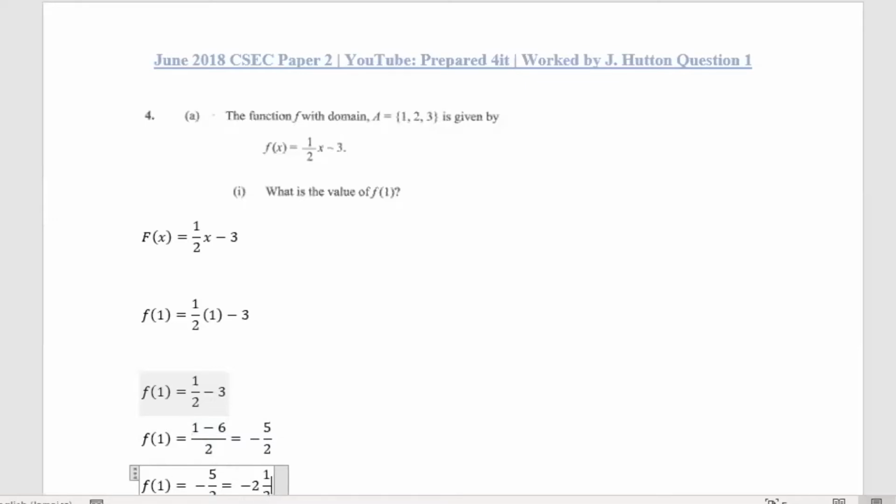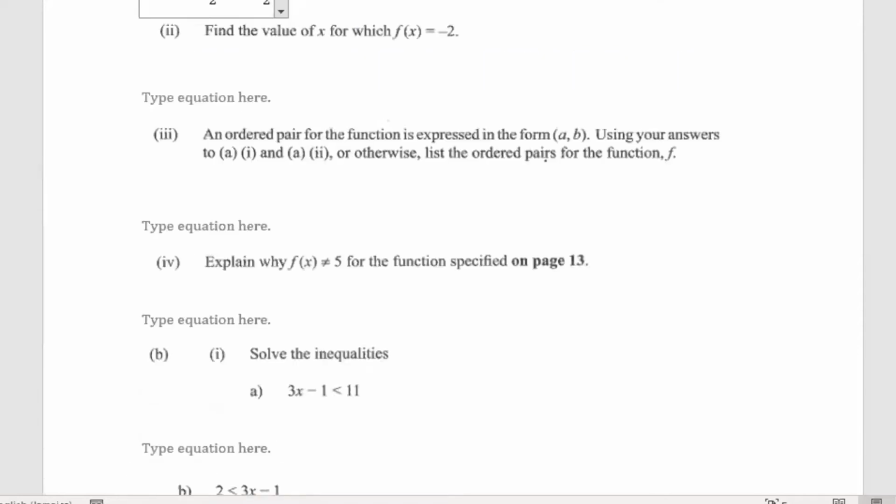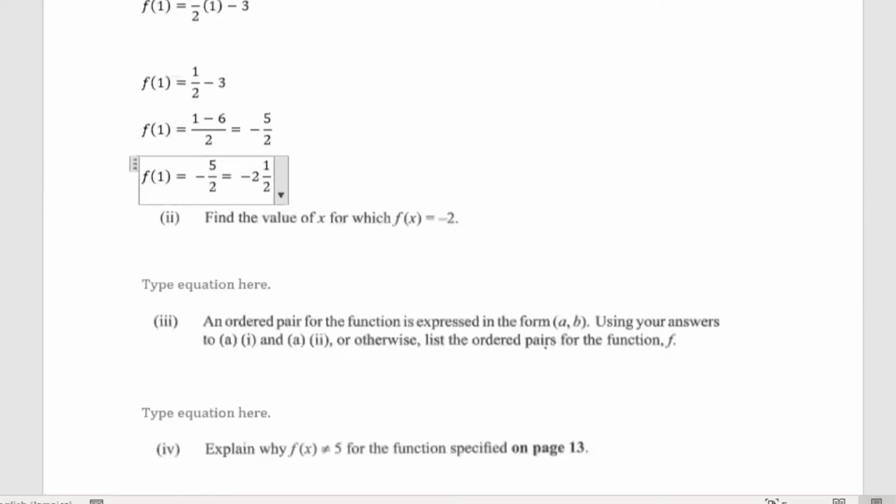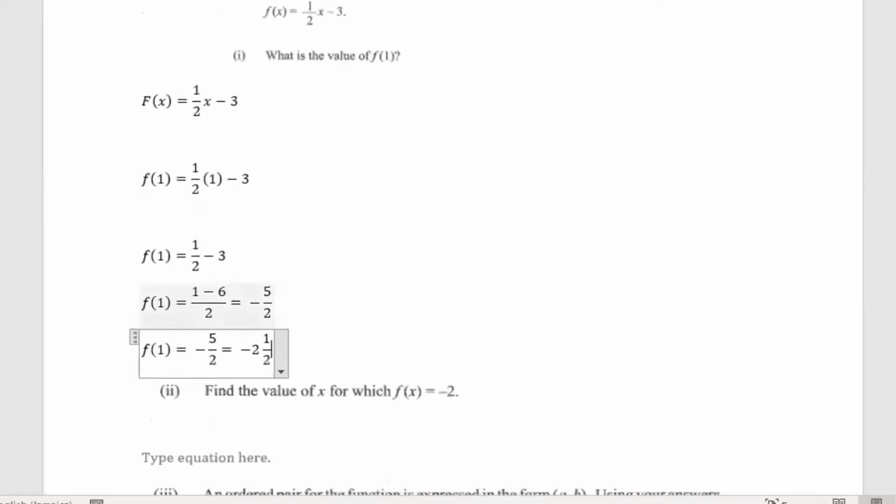2.5. So right there, what we're doing is changing our improper fraction to a mixed fraction or decimal. So the negative 5 over 2, we say 2 into 5, 2 into negative 5 will leave us with negative 2.5. And that is our answer for part 1.